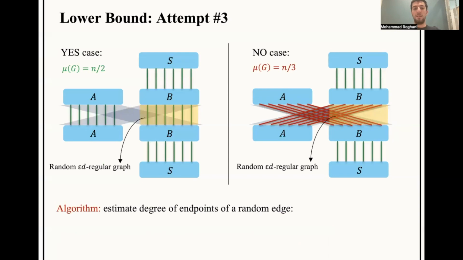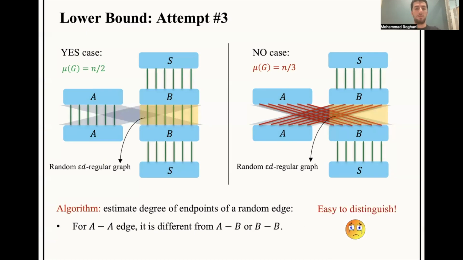But now consider a random edge and estimate the degree of both of its endpoints. For an AA edge, the degree is different from a BB or AB edge. So if you're in a yes case, we can easily distinguish that. So we can sample several edges, and for each of them test if they are AA edges or not. And because we have a superlinear number of queries, it's easy to distinguish between these two cases.